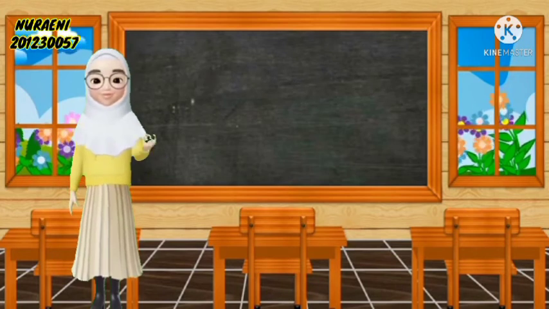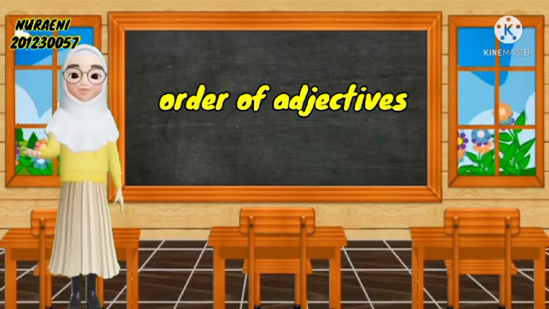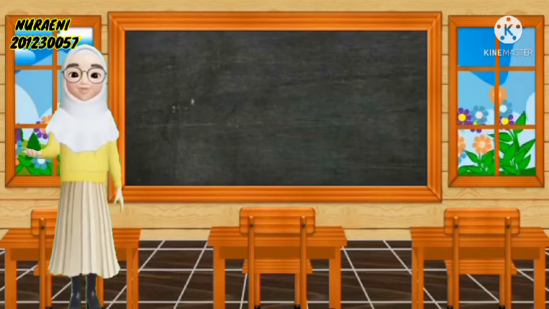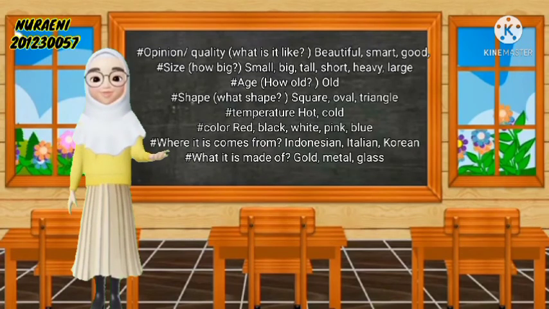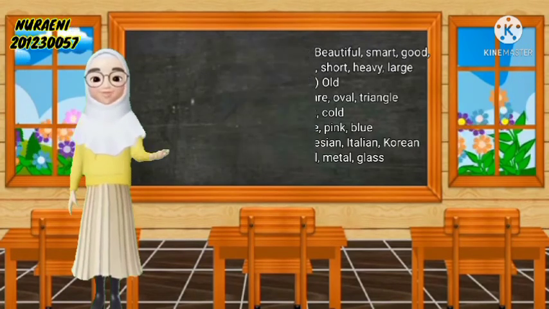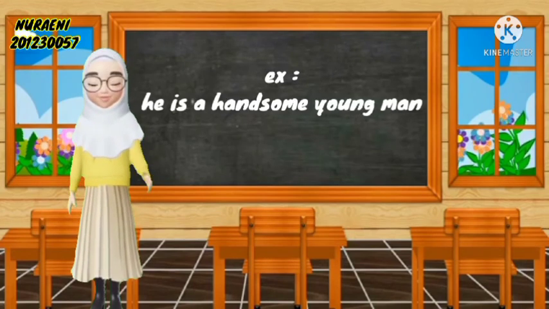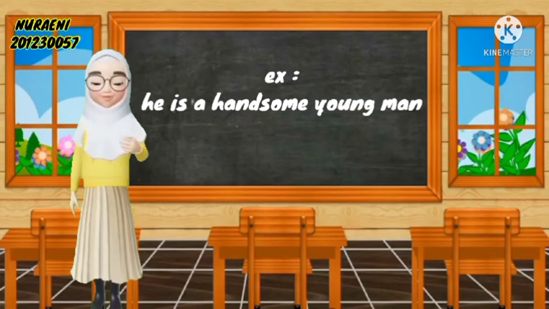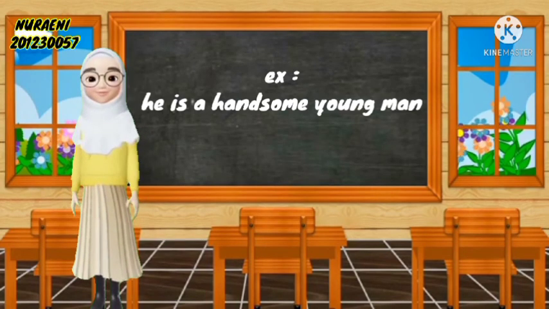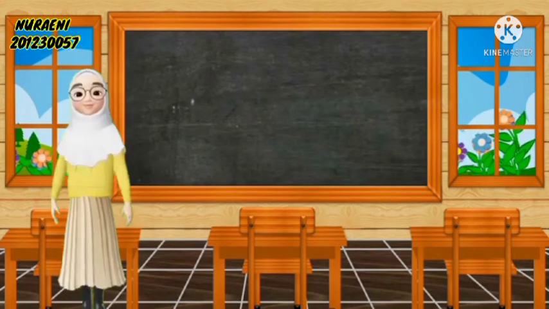Now let's move to the next material. When you want to use more than one adjective preceding a noun, you can place them in the following order. For example, if you want to say, he is a handsome young man, is it right? Yes, because handsome and young are adjectives, but handsome is in the quality category and young is in the age category. So, handsome comes first before young.